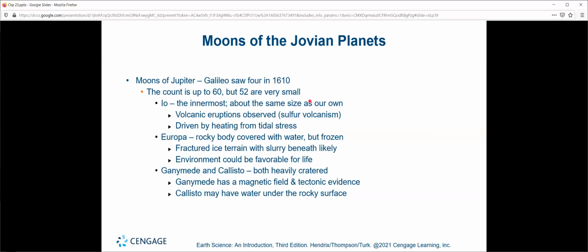Europa, another very interesting place. Maybe Europa contains life. That's a commonly thought hypothesis. It's a rocky body covered with water that is frozen. But that frozen water has been fractured into an ice terrain that may have a slurry lying beneath it. There are lots of very interesting videos about the possible life that exists in Europa, what it might be like. When you finish this video, if you look up life in Europa, you're going to find a lot to dive into. Ganymede and Callisto, further out, are both heavily cratered. Ganymede is thought to have a magnetic field and tectonic evidence, and Callisto again may have liquid water on it.